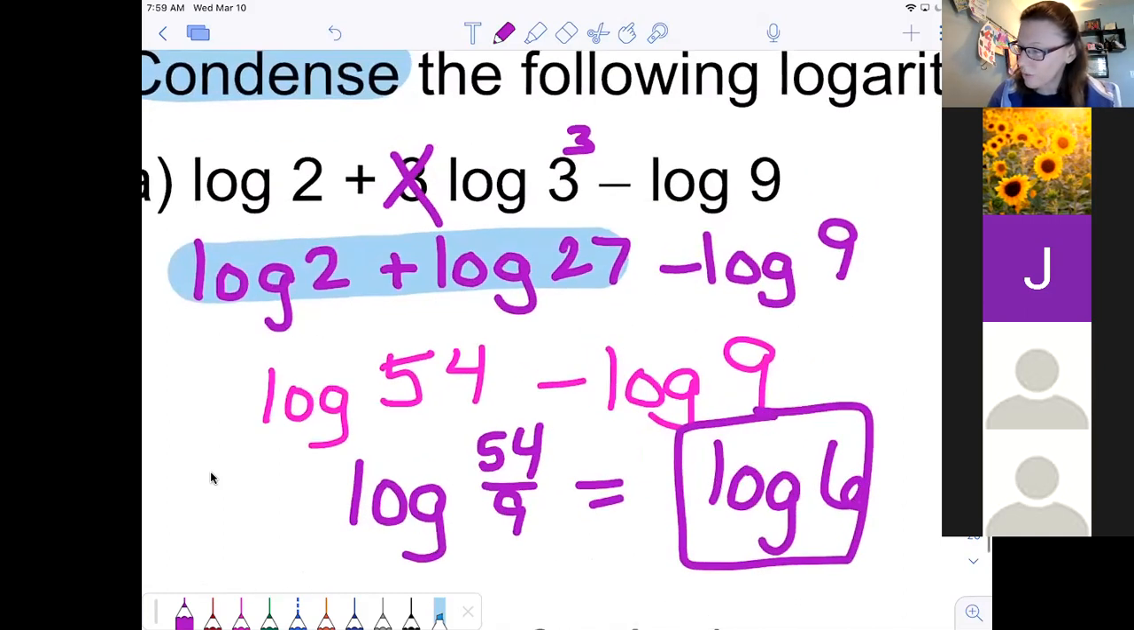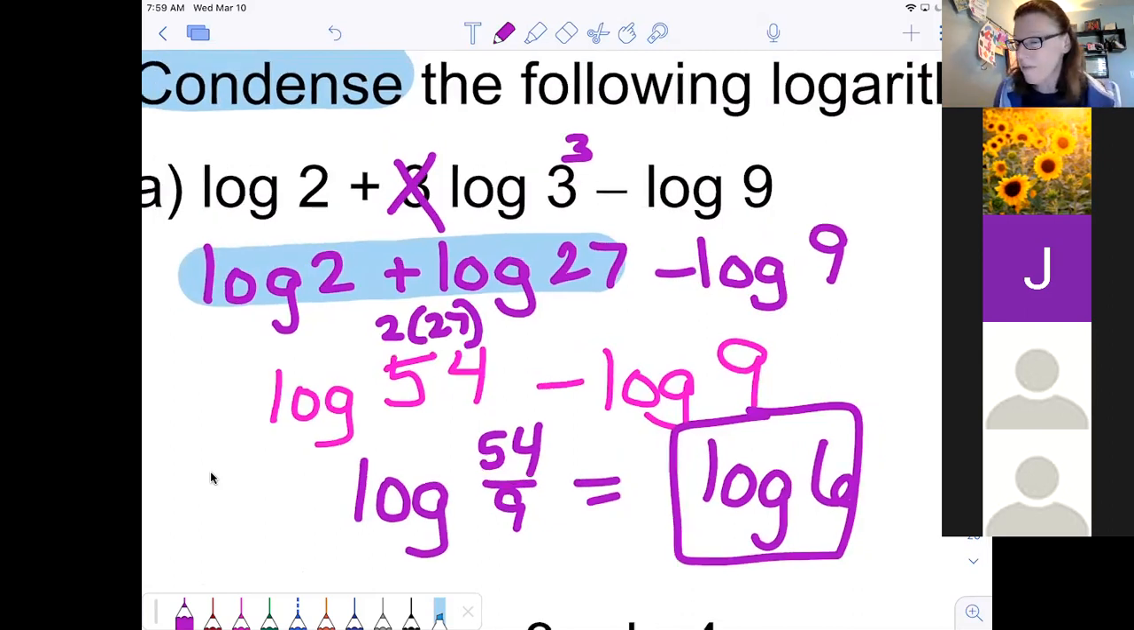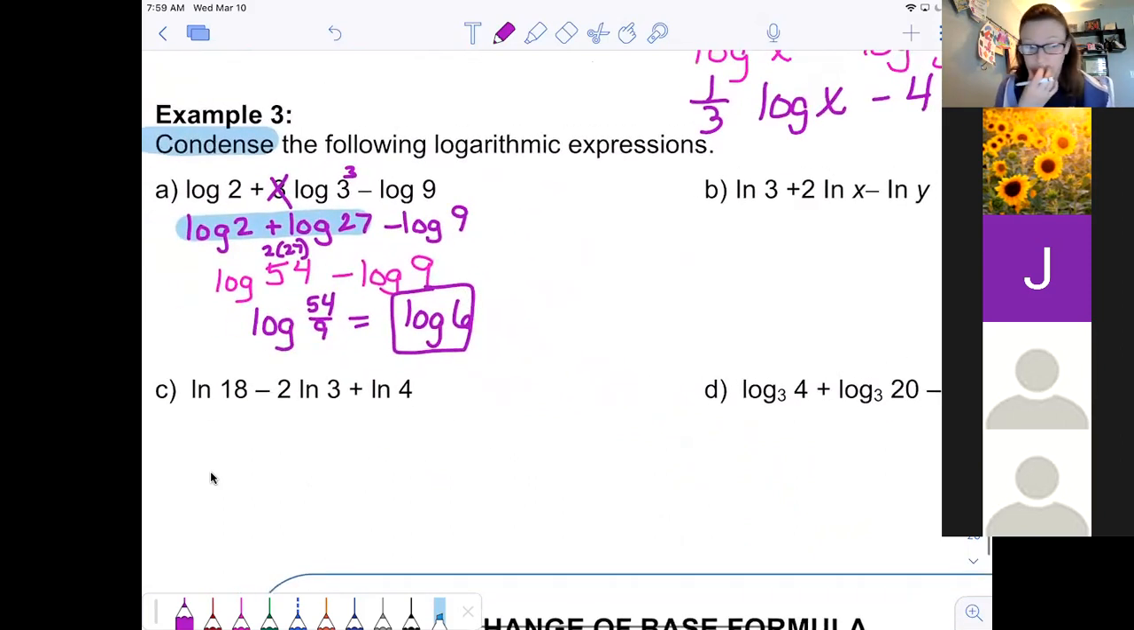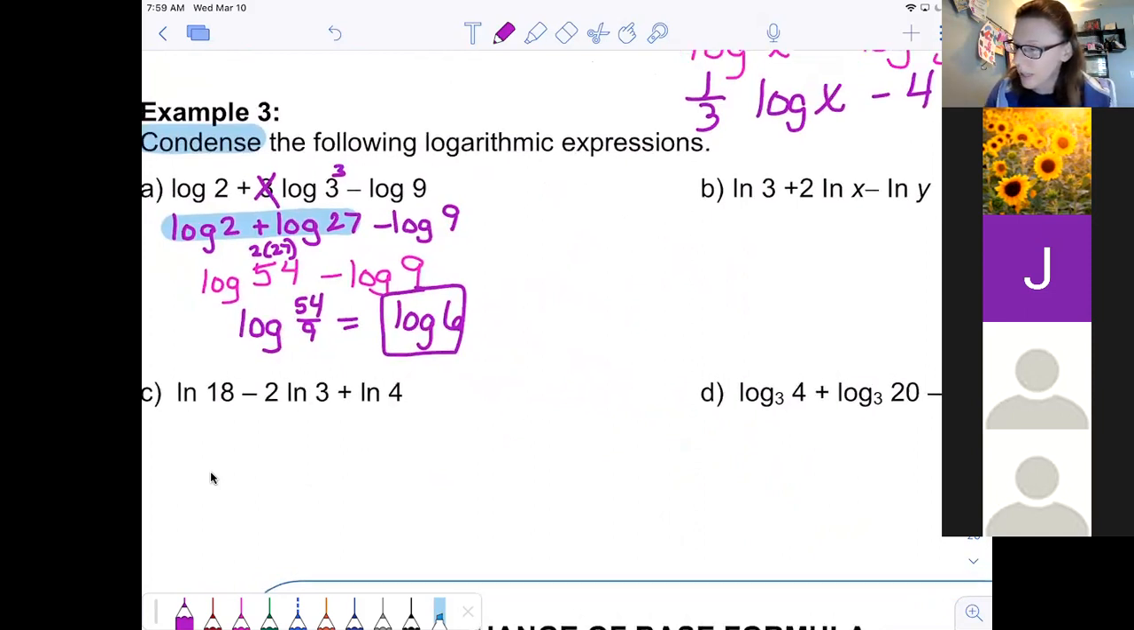So in order to get the 54, we really took 2 times 27. I didn't write that step down, but we condensed them together by multiplying. And then to get log 6, we took 54 divided by 9. So you're doing exactly the opposite that we did above. So let's look at letter B. Helene, what do you think you do first with letter B?